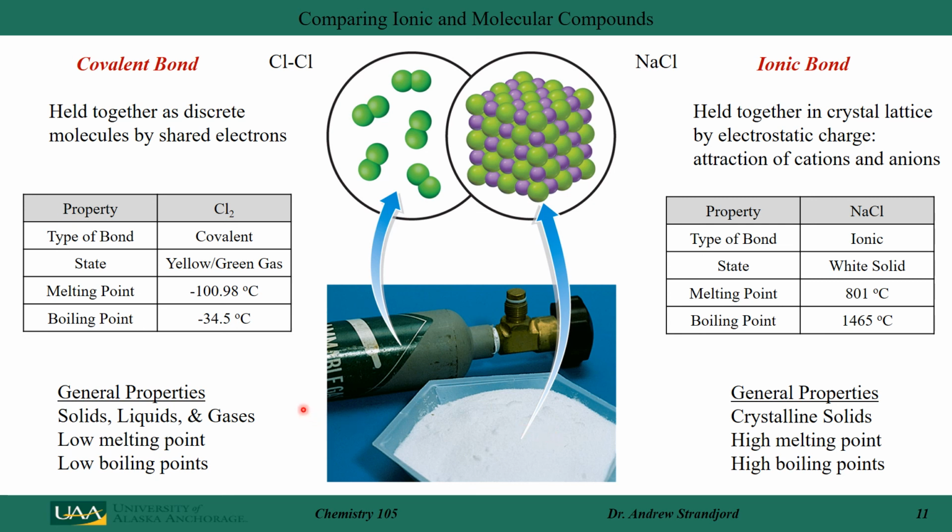We can actually generalize a little bit about molecules that are formed by covalent bonds. They can either be solids, liquids, or gases. They typically have low melting points and low boiling points. If we were to generalize about compounds that are formed by ionic bonds, those are actually often crystalline solids with very high melting points and high boiling points.